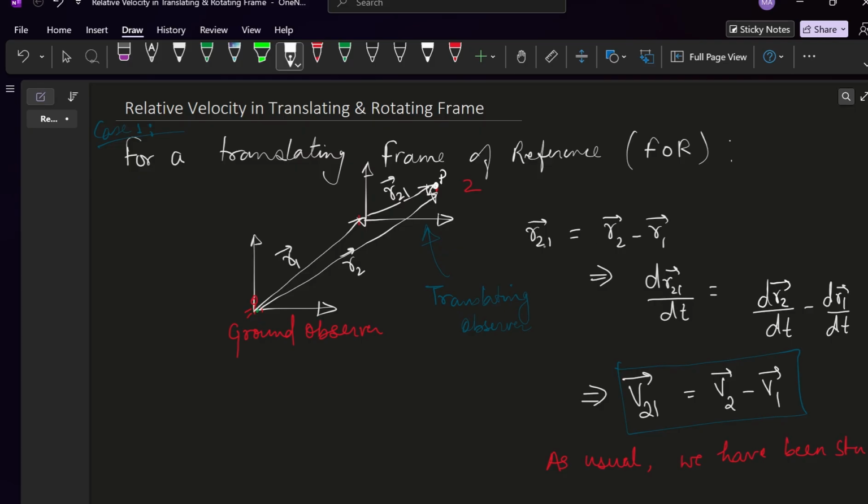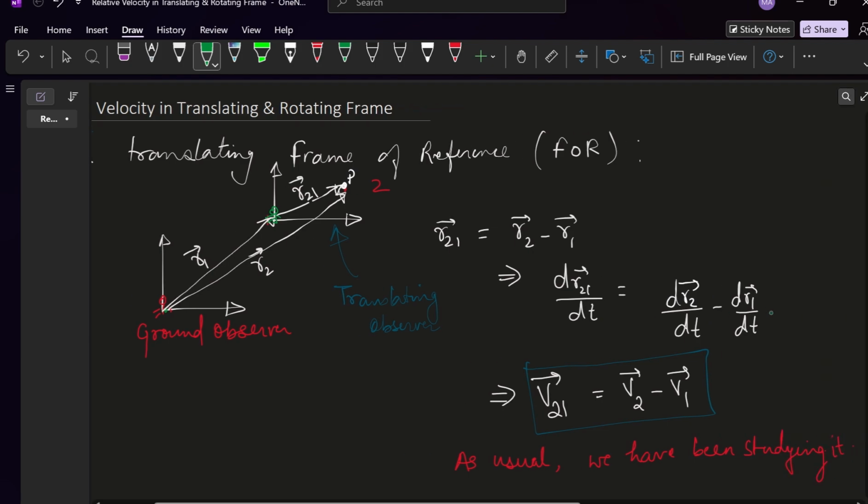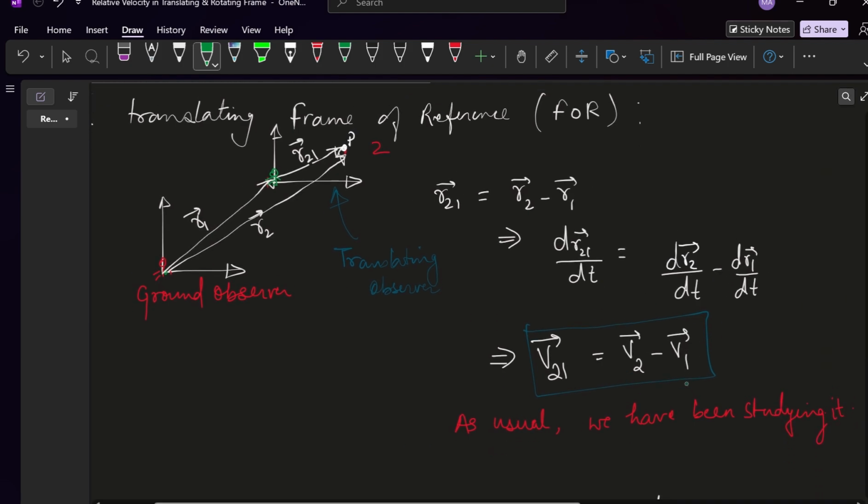Like this. So as usual, traditionally, we note that the R21 vector means the position vector of P with respect to the observer 1 who is at the origin here, right? So R21 vector equals R2 vector minus R1 vector. And if we differentiate it, then we get dR21/dt equals dR2/dt minus dR1/dt. And dR21/dt is nothing but the velocity of point P with respect to 1, V21 vector.